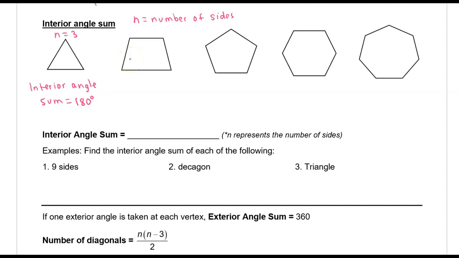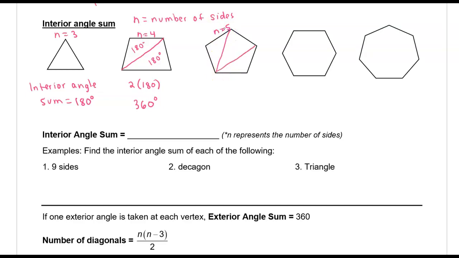In order to determine that, I can draw a diagonal in this quadrilateral. And that diagonal created two triangles. This triangle would have angles that add up to 180 degrees, and this triangle would have angles that add up to 180 degrees. So that means there are two 180 degree triangles in there. So that is a sum of 360 degrees for the interior angles. In the next figure, where the sides are numbering 5, I can draw in two diagonals.